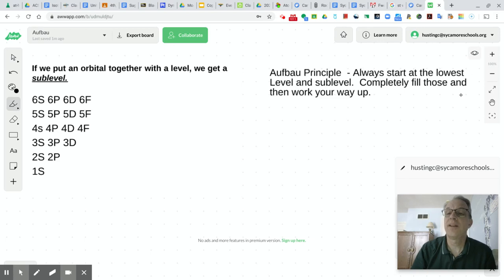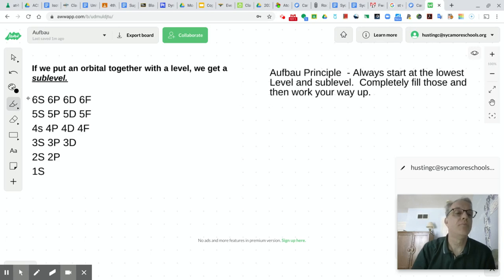Now, what does that mean? This means that anytime we're going to fill a level and sublevel, we always want to start at the very lowest level and sublevel, completely fill it, and then go to the next level and sublevel. So now the question is, how do you know which levels and sublevels are lowest in energy?